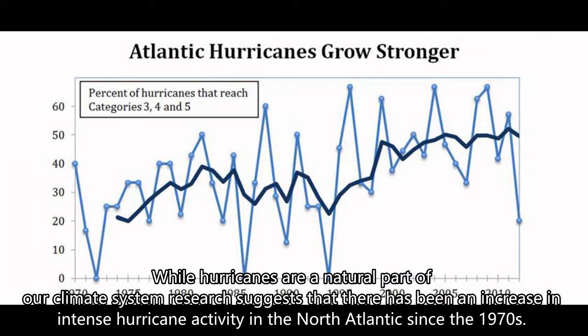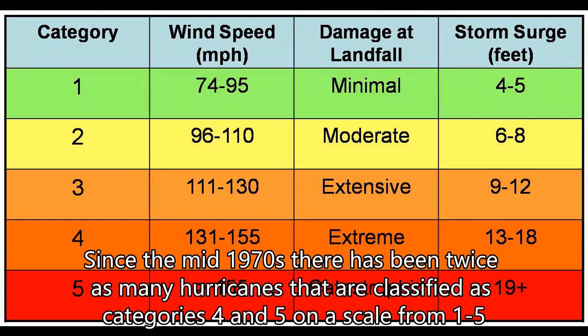While hurricanes are a natural part of our climate system, research suggests that there has been an increase of intense hurricane activity in the North Atlantic since the 1970s. Since the mid-1970s, there have been twice as many hurricanes that are classified as Category 4 and 5 on a scale of 1 to 5.